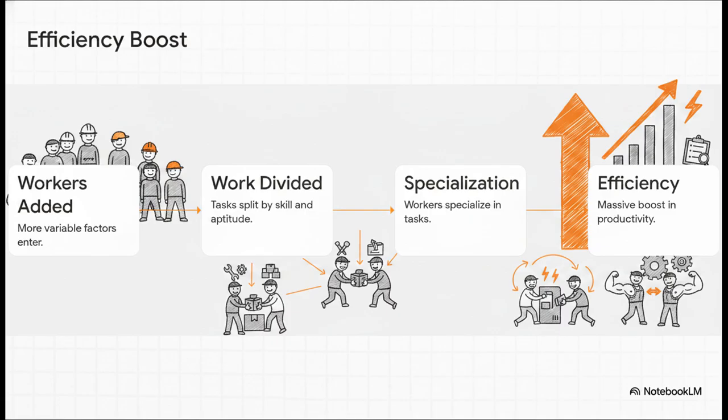Here's how that happens. Step 1, you add more variable workers to the floor. Step 2, because you now have a team, the manager doesn't have to force everyone to be a generalist. They can split up specific tasks based on individual skill and aptitude. Someone is great at machine maintenance, someone else is lightning fast at loading materials. Step 3, this natural sorting results in specialization. And finally, Step 4, that specialization leads to a massive boost in the efficiency of the variable factor itself. They aren't getting in each other's way, they're actually amplifying each other's strengths.